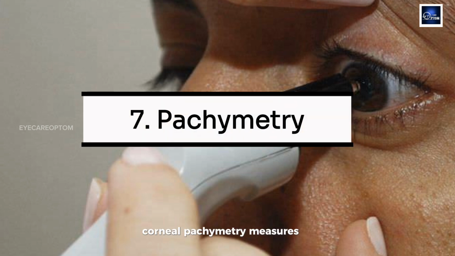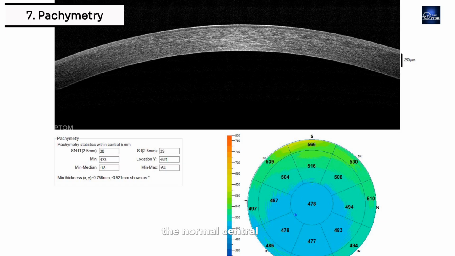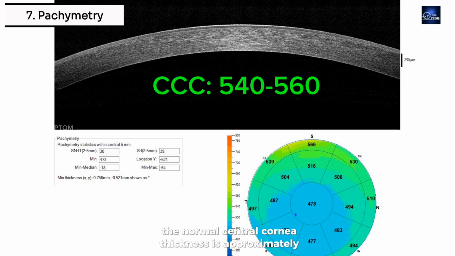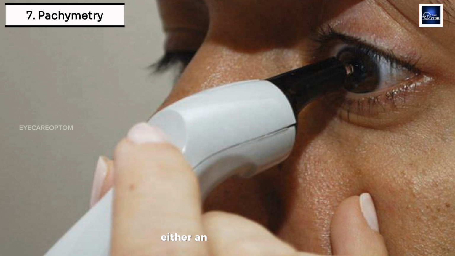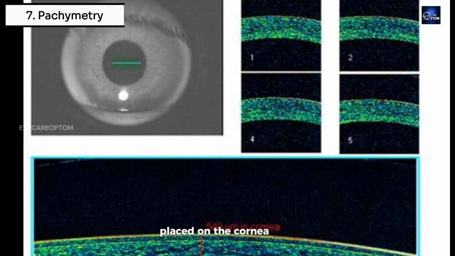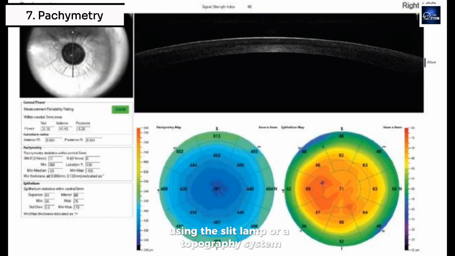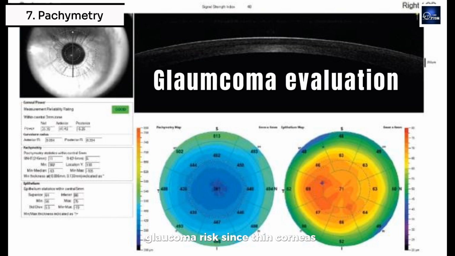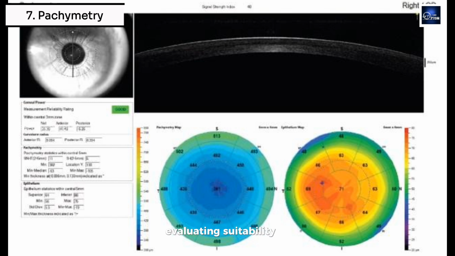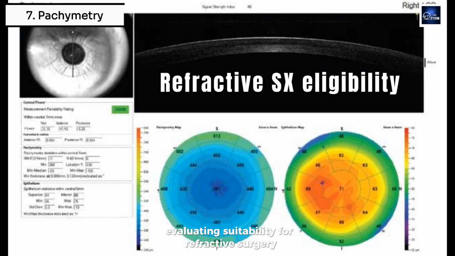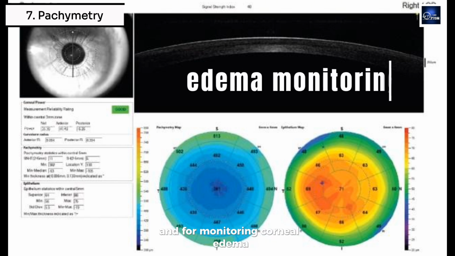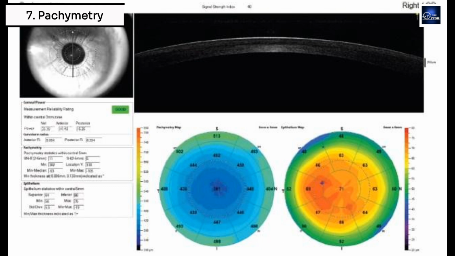Corneal pachymetry measures the thickness of the cornea. The normal central corneal thickness is approximately 540 to 560 micrometers. Pachymetry is performed using either an ultrasound probe placed on the cornea or an optical method using the slit lamp or a topography system. Corneal thickness is critical for assessing glaucoma risk, since thin corneas are associated with a higher risk of glaucomatous damage, for evaluating suitability for refractive surgery, and for monitoring corneal edema in endothelial diseases.